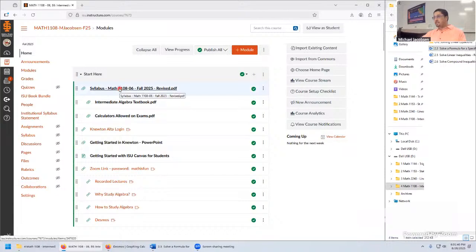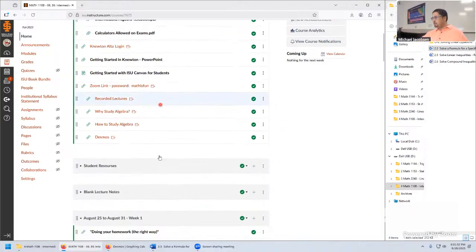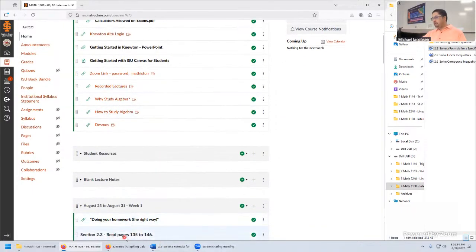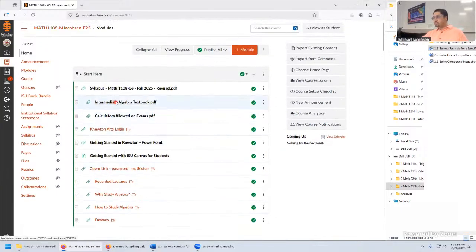Other things to take a look at if you just joined is definitely the syllabus. And a nice feature about this class is the textbook is completely free. We'll be working out of this PDF officially. So when it says we're doing problems in section 2.3, read pages 135 to 146, that's just directly out of this PDF document here, Intermediate Algebra Textbook.pdf.